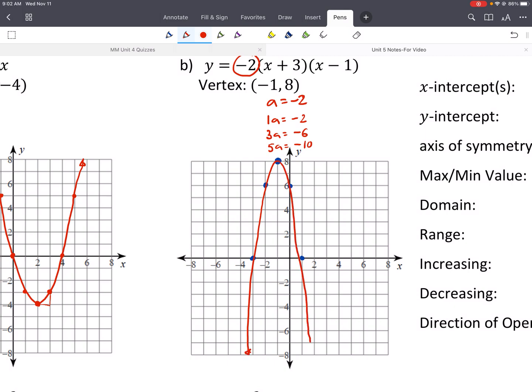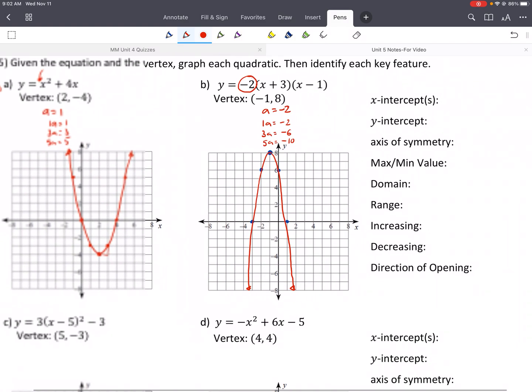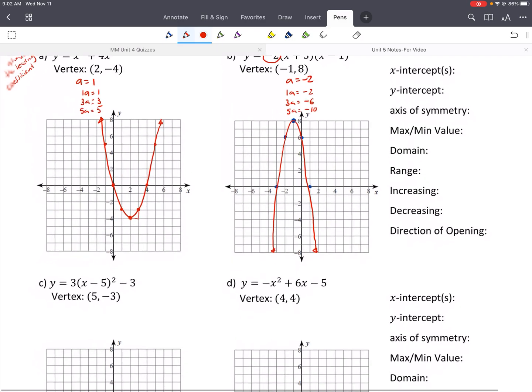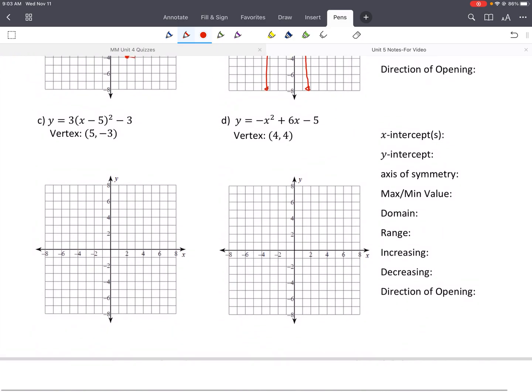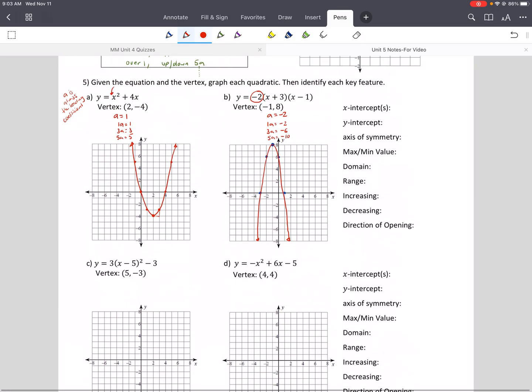Again, just do your best. Okay. All right. Pause and see if you can do C and D. And then we will do a quick review on finding key features.